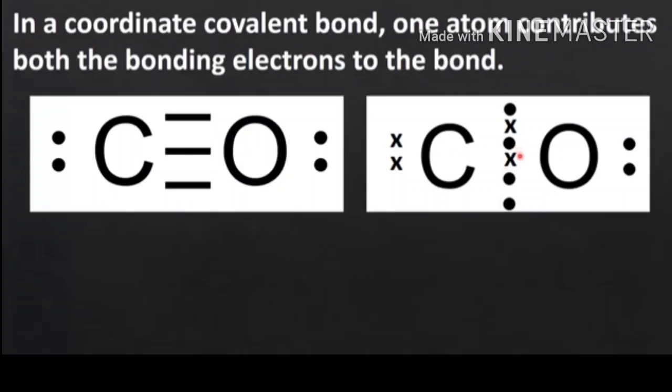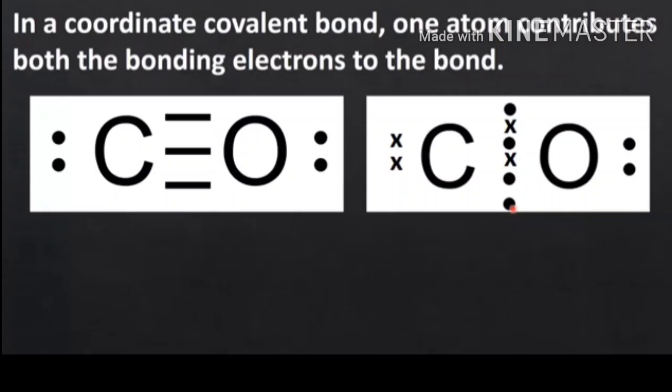Whereas the third bond which is present between these two atoms is a coordinate bond or a dative bond, in which both the electrons are of the carbon atom and shared by both atoms, that are carbon and oxygen.